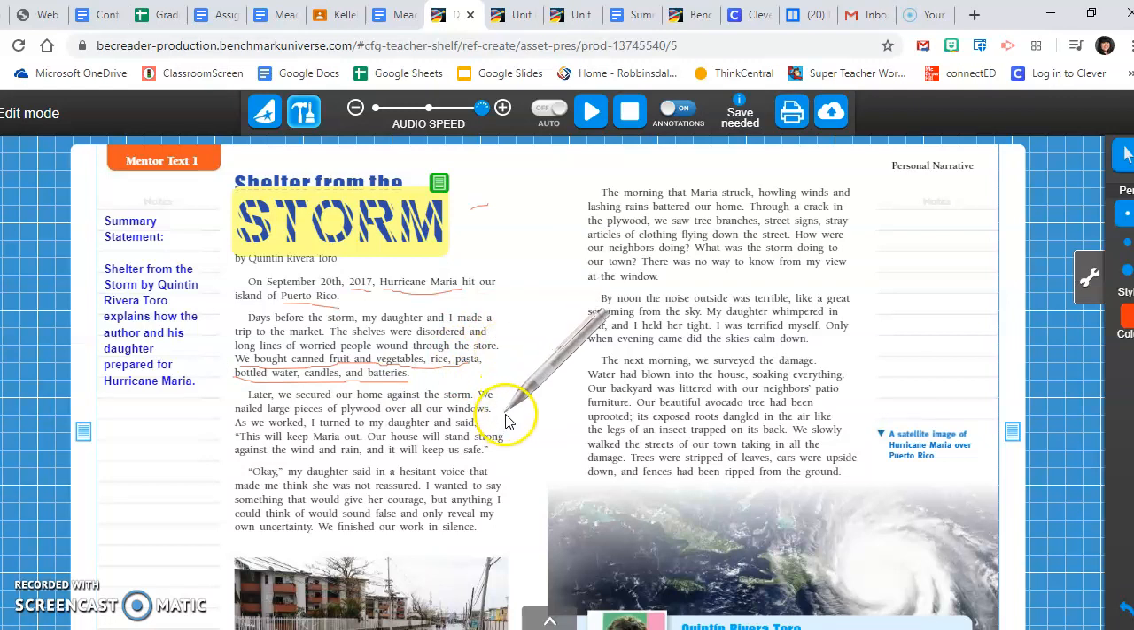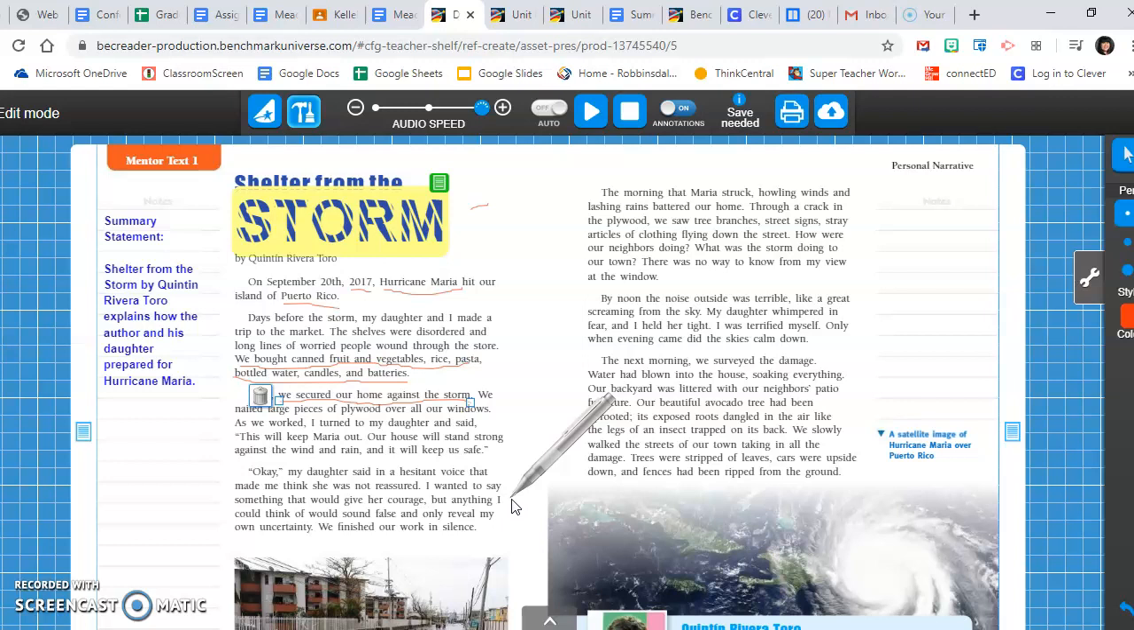Later, we secured our home against the storm. We nailed large pieces of plywood over all of our windows. As we worked, I turned to my daughter and said, "This will keep Maria out. Our house will stand strong against the wind and rain, and it will keep us safe." In this paragraph, the most important thing to me is what they did. We secured our home against the storm. Because the other details tell me how they did that.